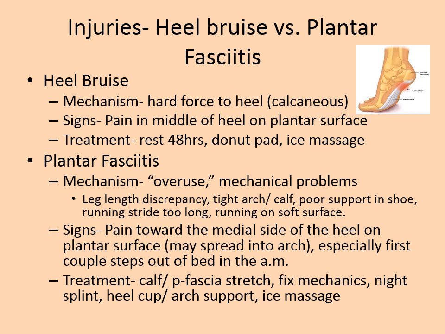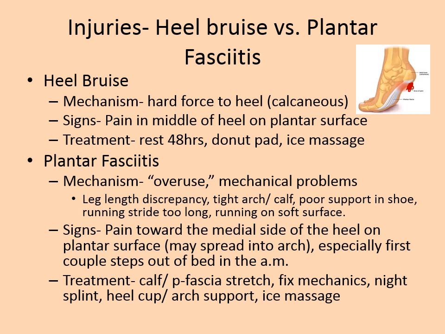Signs for plantar fasciitis would be pain toward the medial side of the heel. So it's not right in the middle. It's actually more towards the big toe side, right in there. And it's usually worse on the first couple of steps out of bed in the morning.